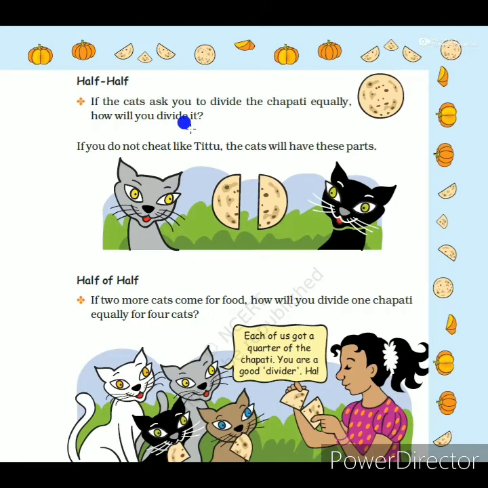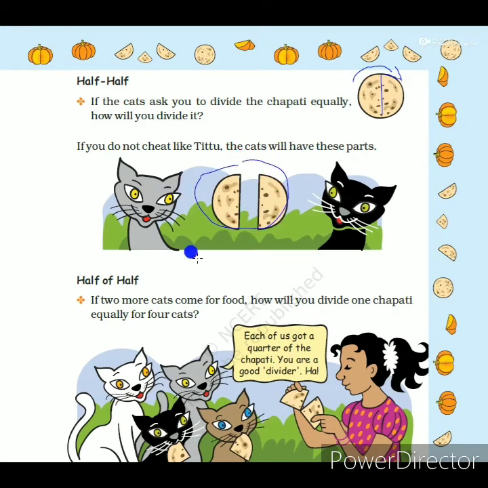But here the cats have asked us to divide. If the cats ask us to divide the chapati equally, what method will you use to make equal parts? Students, in the last circle lesson we learned how we can divide a circle. To divide a circle, we can fold that circle into two parts. By folding, we will get a creased line. From that creased line, we can cut or divide the chapati or circle into two parts.